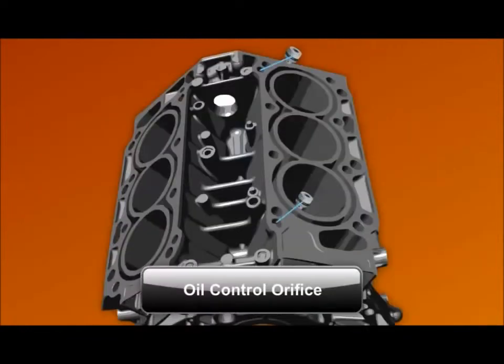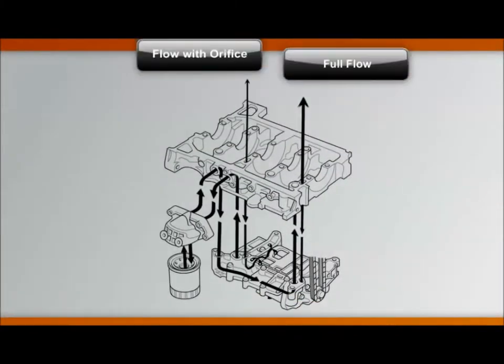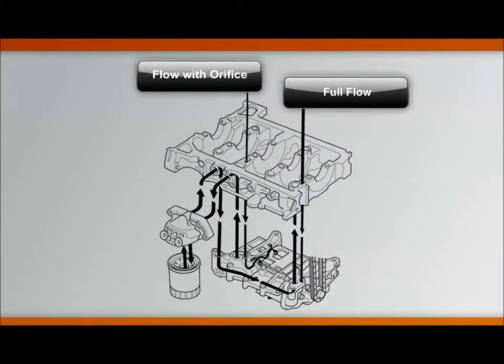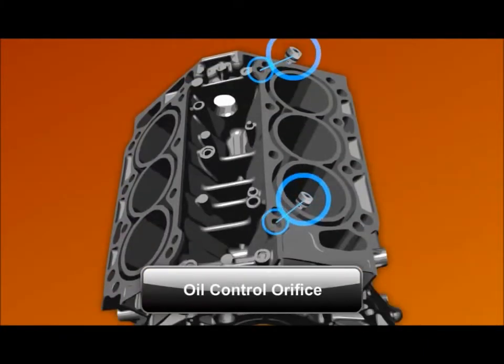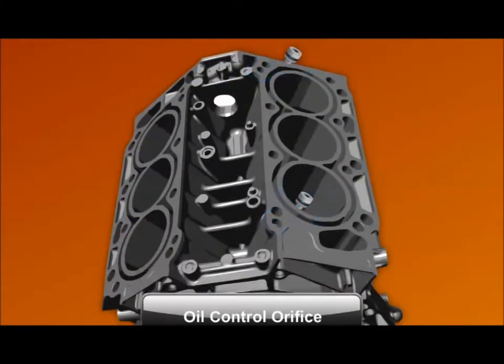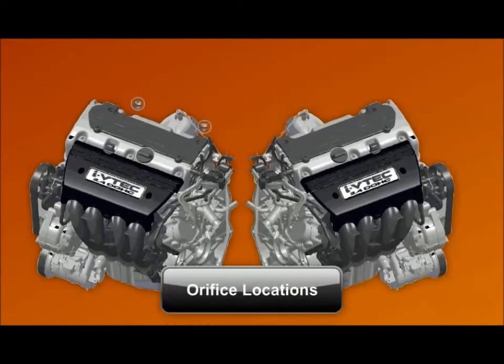In some cases, an oil passage includes an oil control orifice. This device reduces oil flow when installed in an oil passage. Whenever you disassemble an engine, keep track of these orifices. If you replace a block, be sure the new block has the correct oil control orifices, or transfer the orifices from the original block to the new engine before reassembly.